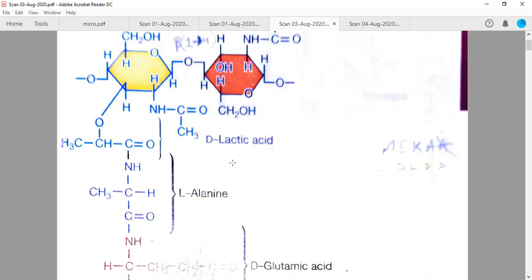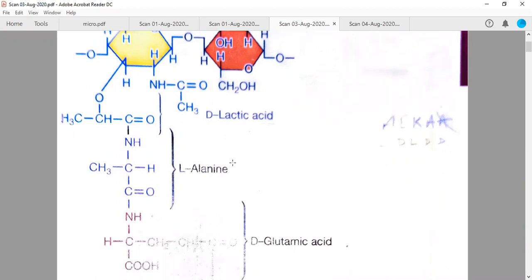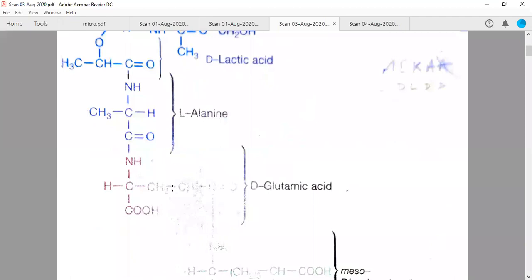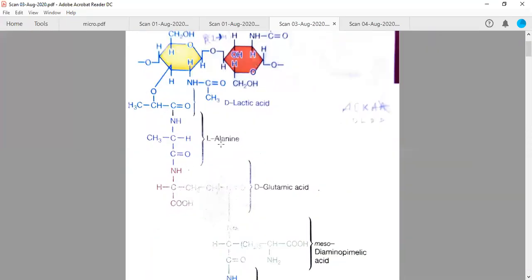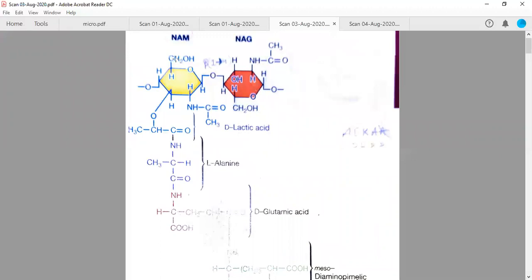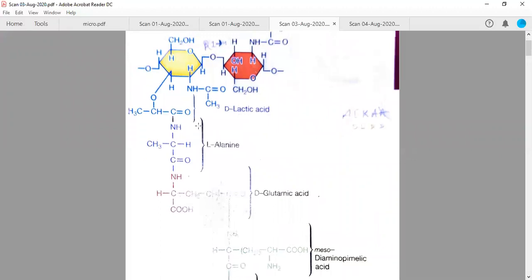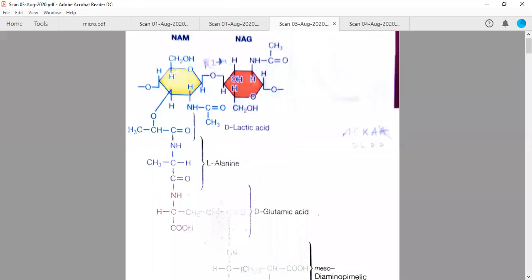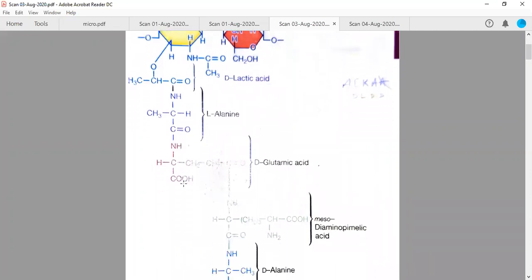There are other cross links also established between these amino acids. So generally there are 5 amino acids. I also told you the trick yesterday. There is a subunit called NAM, N-acetylmuramic acid, to which 5 amino acids are linked via one lactic acid residue. This lactic acid is connected via the third carbon of this NAM sugar. This lactic acid then connects a pentapeptide, which is made up of 5 amino acids.